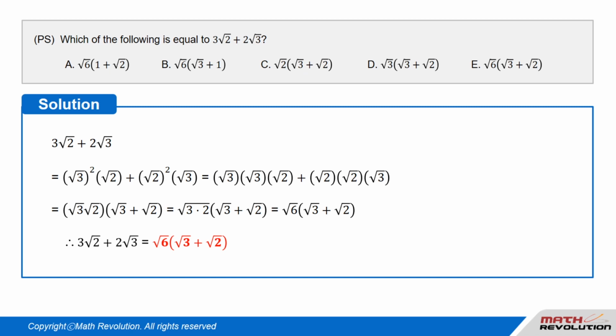Therefore, 3 times square root of 2 plus 2 times the square root of 3 is equal to square root of 6 times (square root of 3 plus square root of 2). Thus, E is the correct answer. Answer, E.